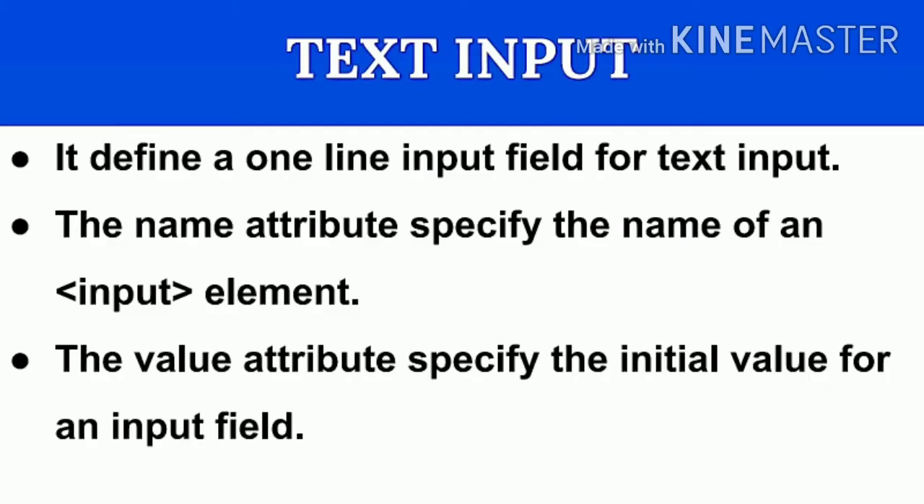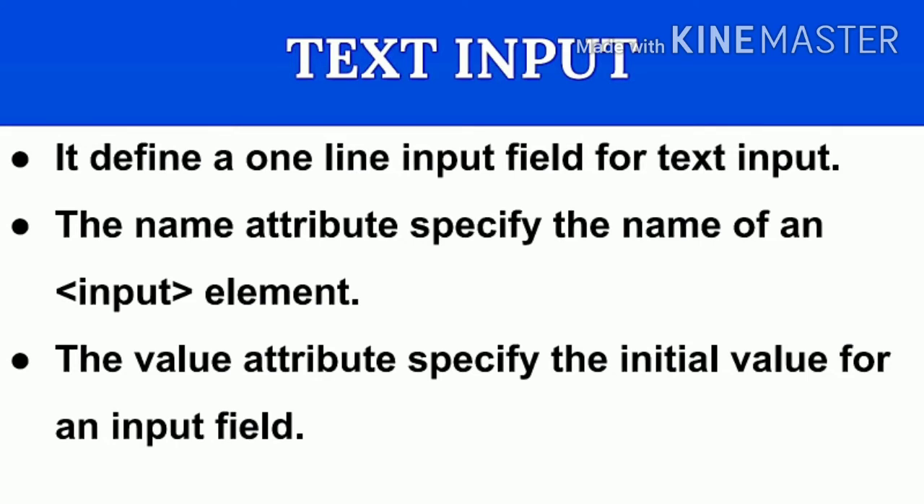HTML text input is the first type of input element. If you want to add some text in the form, then you can specify that the type of the input is text. It defines a one-line input field for text input. The name attribute specifies the name of an input element. In the input element, you can give the type of the input and the name of the input, and you can also give the placeholder.